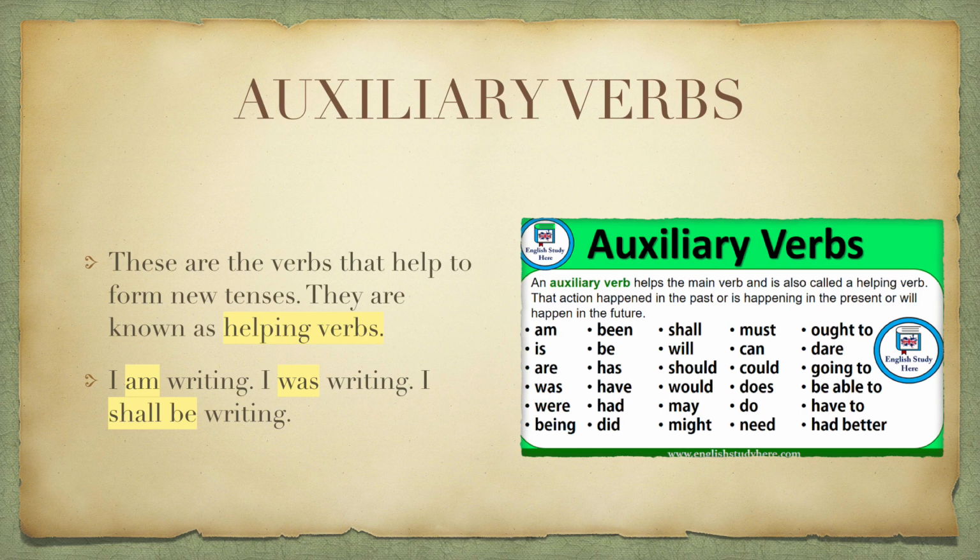We are going to talk about 7 types of verbs today. The first one we are going to look at is an auxiliary verb. These are the verbs that help you to form new tenses, present, past, or future. They are also known as helping verbs. For example, I am writing. Am is your auxiliary verb for present tense. I was writing. Was would be your auxiliary verb for past tense. And I shall be writing is your auxiliary verb for future tense.